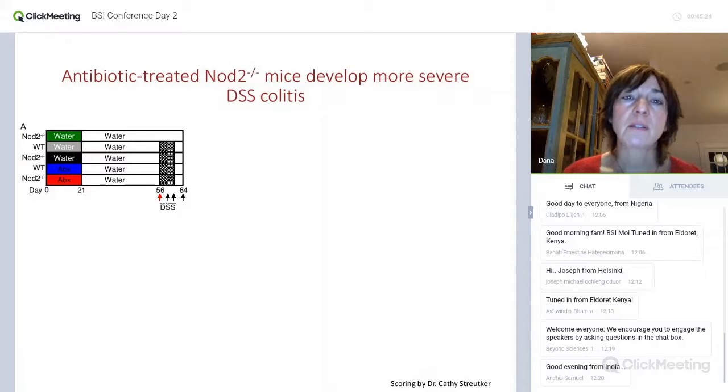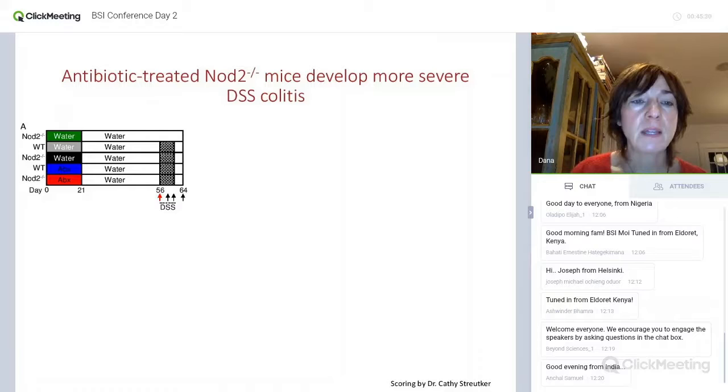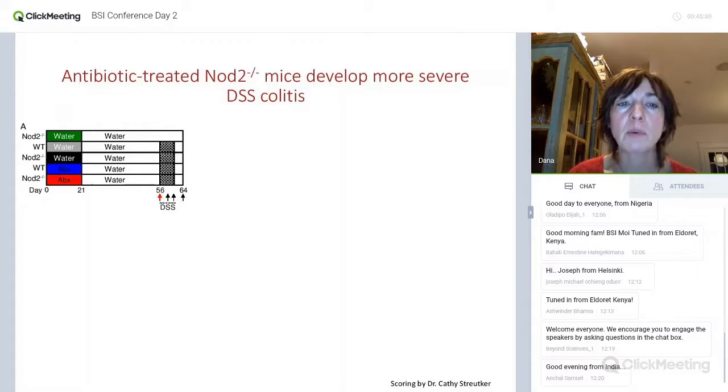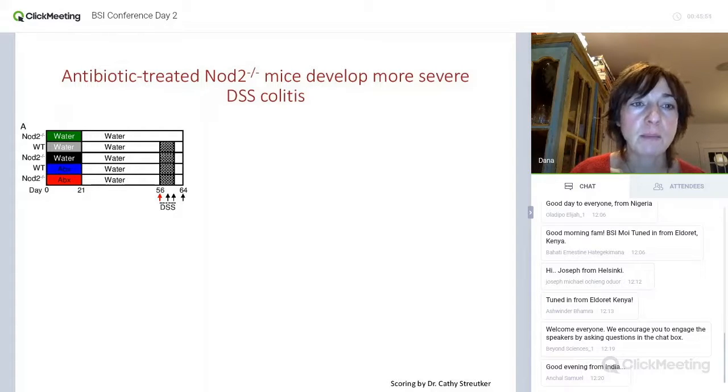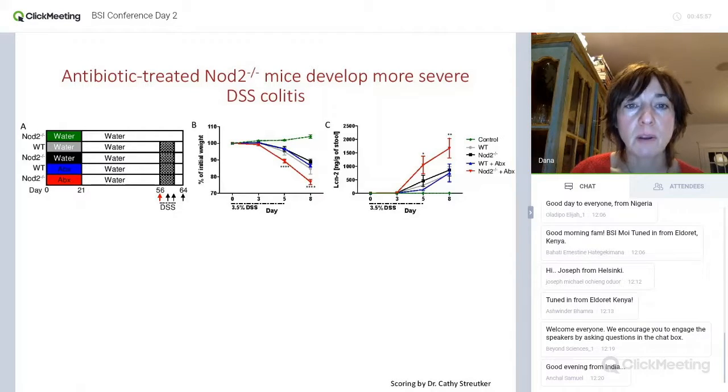So the next question is, does this dysbiosis that we've induced lead to more severe disease? After the antibiotic treatment, at 56 days of age, these mice were treated with DSS. This is a chemical that we put in the water, and it basically strips off the epithelium of the intestine. It's rather harsh treatment, but a very accepted model that people use to study Crohn's. So we have both the antibiotic and water-treated wild type and knockout mice.